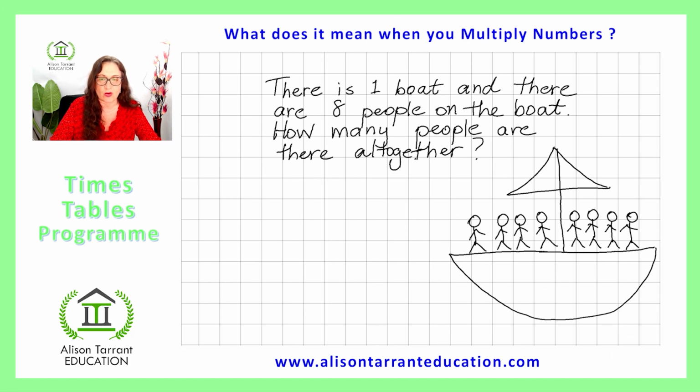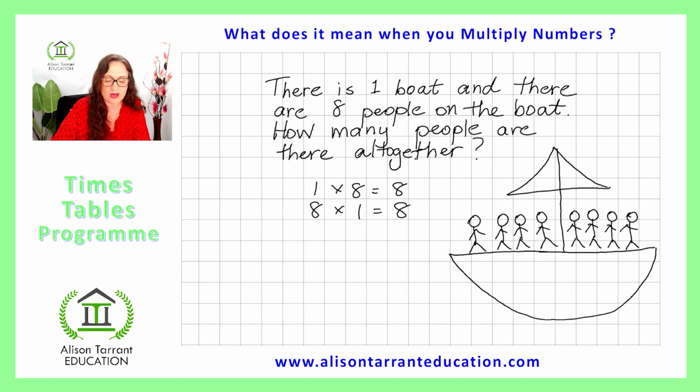So here is our next word problem. There is 1 boat, and there are 8 people on the boat. How many people are there altogether? Now that's quite easy to answer because we can see that there's just 8 people in total and that is the answer. But when we're trying to write the correct multiplication equation, once again, this occurs whether it's 1 times 8 equals 8 or 8 times 1 equals 8.